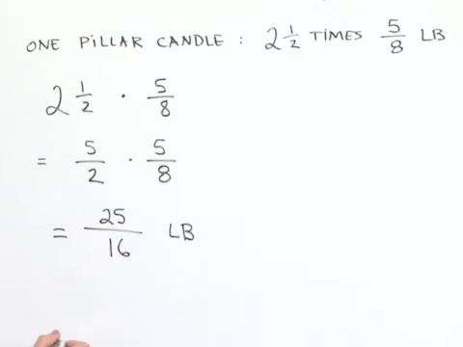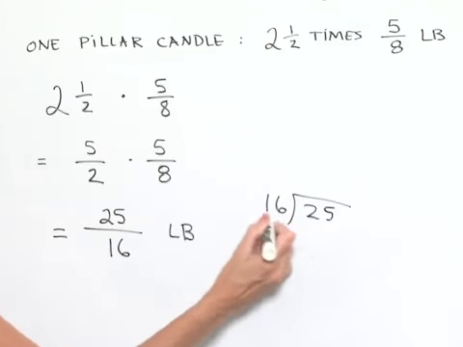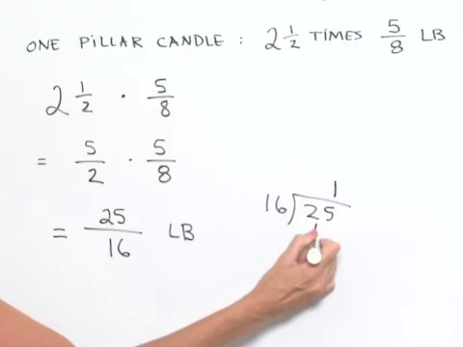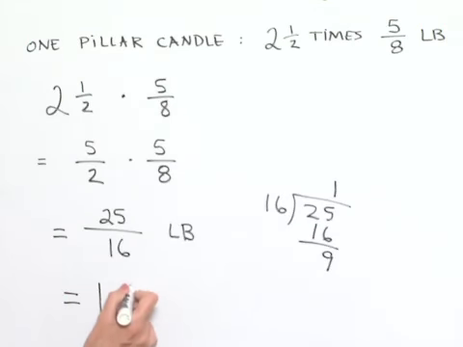However, we can change this into a mixed number by using division. If we take 16 and divide it into 25, 16 goes into 25 one time with a remainder of 9. So we can say this is equivalent to 1 9/16 pounds.